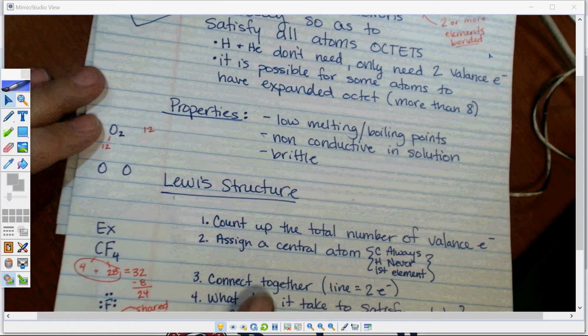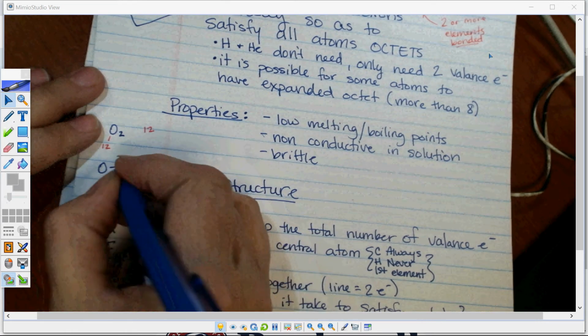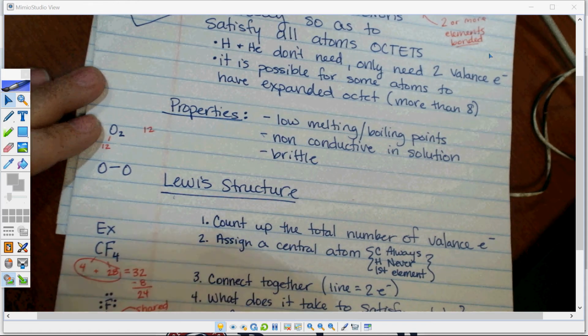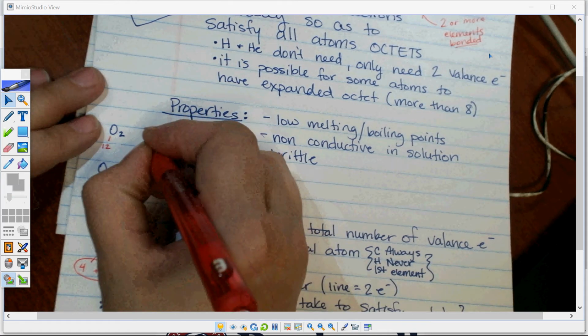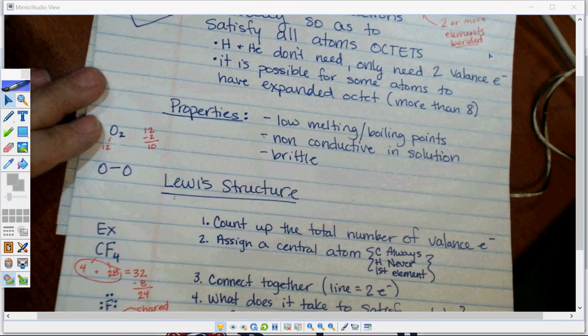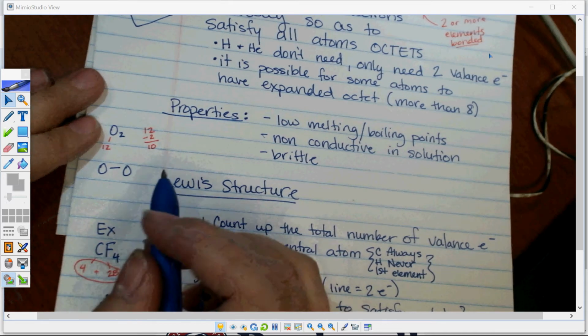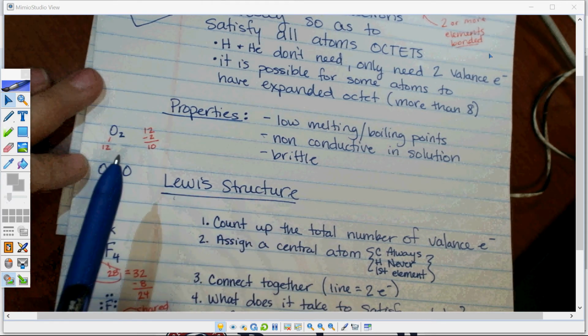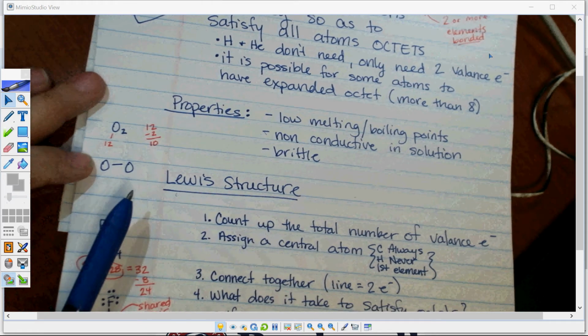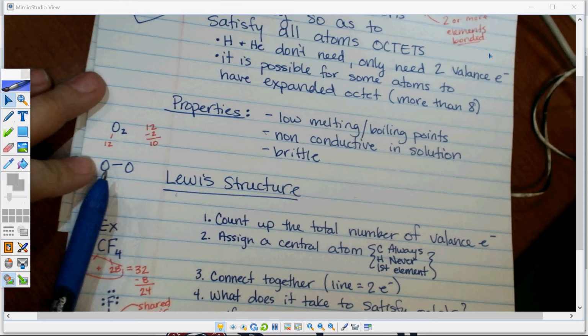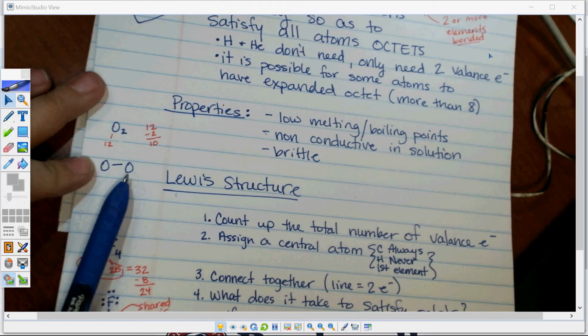The next thing to do is to connect them together. So I make a connection, and in that connection I've used up 2 electrons, which means I got 10 remaining. So since I have 10 electrons remaining, now I'm going to assess what it takes to satisfy everyone's octet. This oxygen is sharing 2 electrons, which means it would require 6 more. This oxygen is sharing the same 2 electrons, which means it would require 6 more.